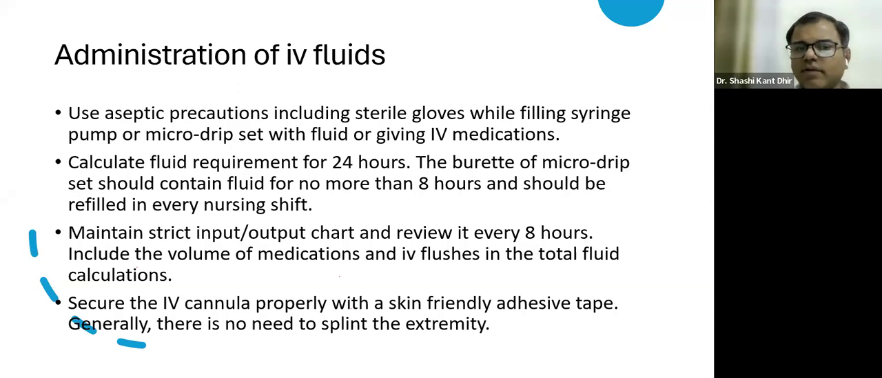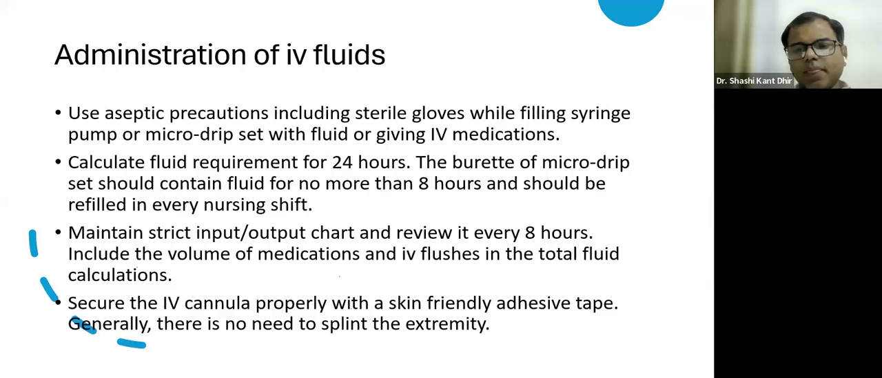So we calculate the fluid requirement for 24 hours. We maintain the strict input output chart and include the volume of medications and IV flush also in the total fluid calculation. This is a common error which we make. So suppose we are giving some medicine which is to be given in 10 ml diluent and we have to give it 3 times a day. So 30 ml fluid it will become. So it is very, very important to calculate that volume also, and we should deduct that from the total volume, right?